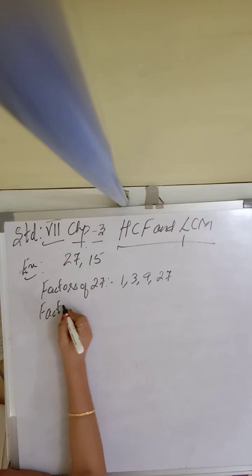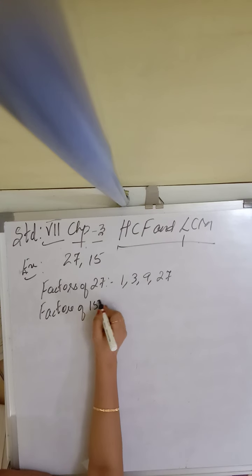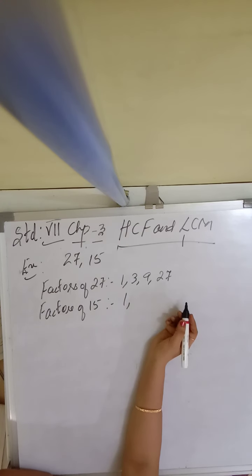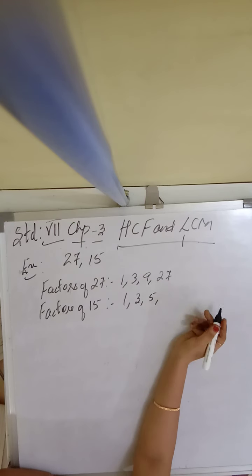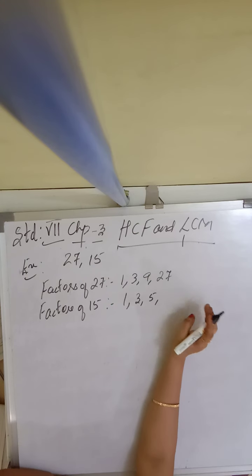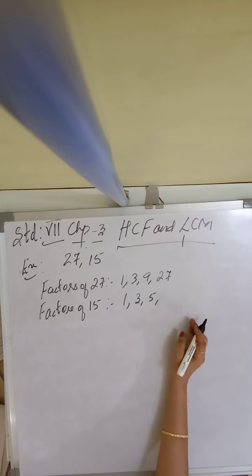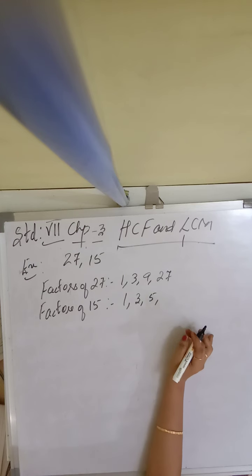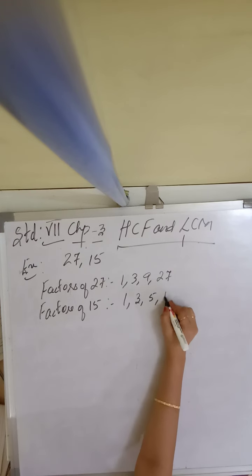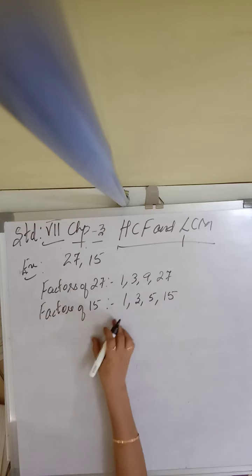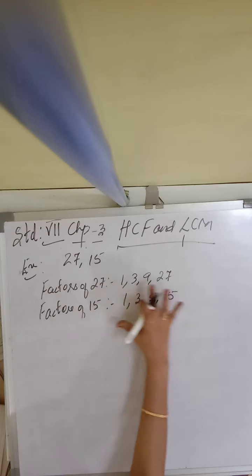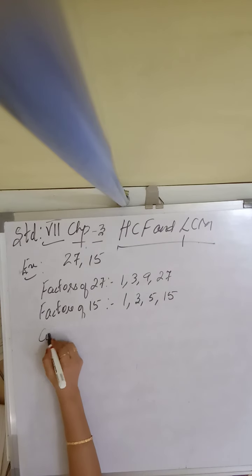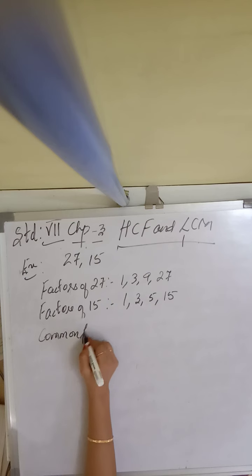Now in the same way we write the factors of 15. 15 comes in 1's table, 2's table not possible, 3, 4, then comes 5, 6, 7, 8, 9, 10, 11, 12, 13, 14 not possible, then directly 15. So we have done the first step: whenever we have to solve this sum, we first write the factors of both the numbers, then the next step is writing the common factors.